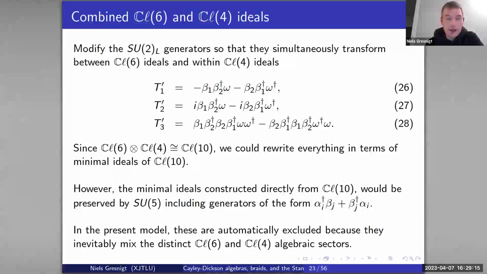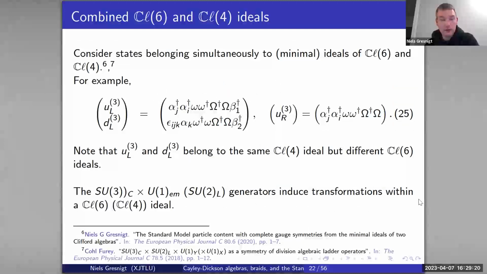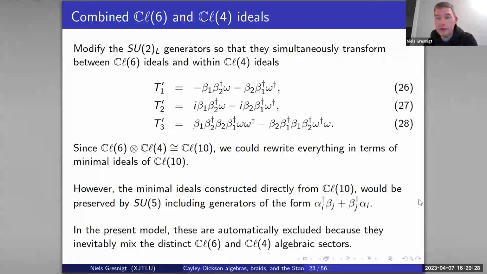So with these modified SU2 generators, if we then act on these algebraic states, everything seems to transform nicely on the SU2L and SU3 and U1. Now, since the tensor product of CL6 and CL4 is equal to CL10, it's possible to also write everything in terms of CL10. But if you were to start with CL10 and construct the minimal ideals, then you would find that you end up with a much larger set of symmetries that would preserve those ideals. You would actually end up with SU5.